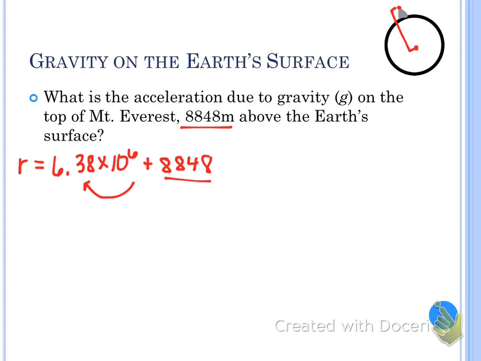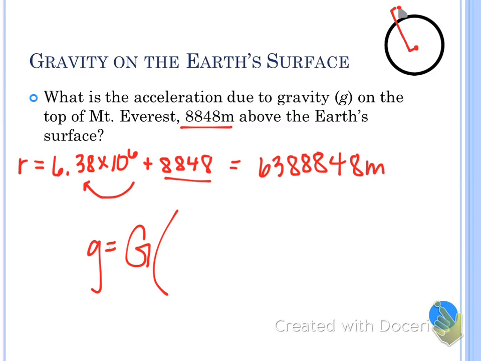If you plug this in, 6.38 times 10 to the 6th plus 8848, and you put it back into scientific notation, it's still 6.38 times 10 to the 6th. So keep the whole number. Don't put it back in scientific notation before you square it. We're solving for acceleration due to gravity, which means little g, mass of the Earth, over r squared.